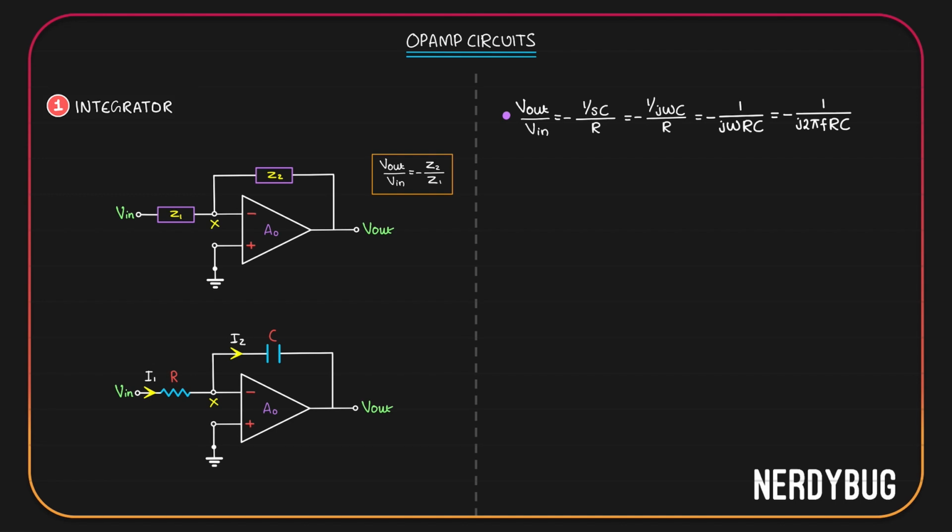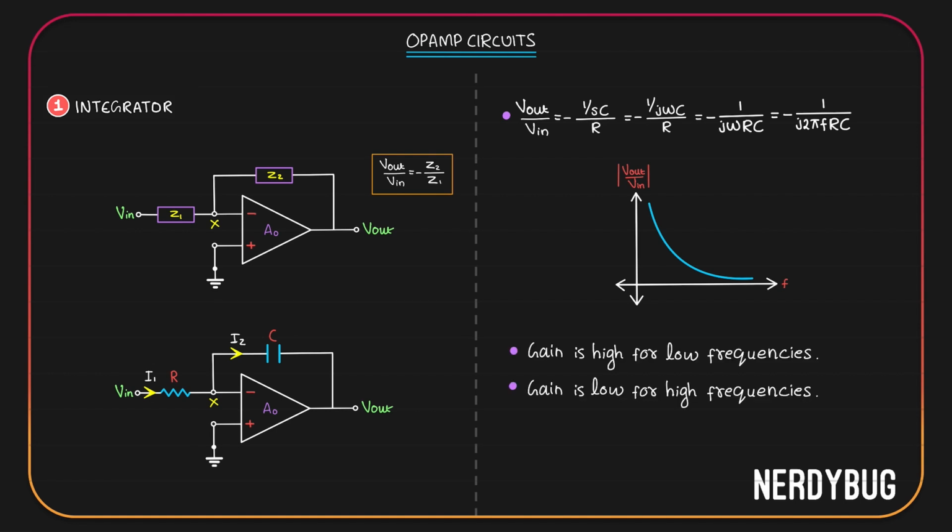If we plot the magnitude of our gain as a function of the input signal frequency, this is how it will look like. Clearly, gain is high for low frequencies and it is low for high frequencies. What do we call a circuit that gives high gain for low frequencies and low gain for high frequencies? It is a low pass filter.